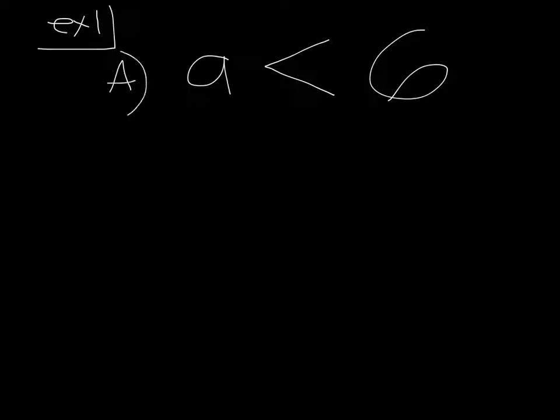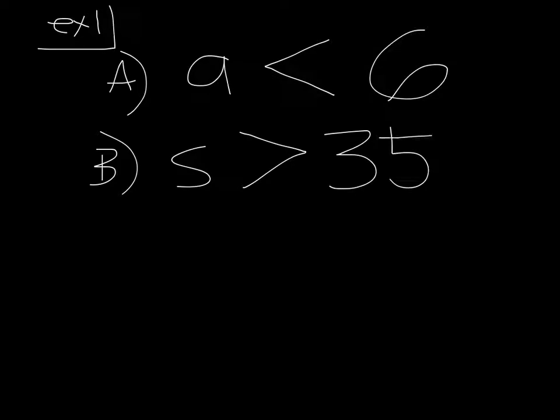Example 1 says your age is less than 6 years. So age less than 6 years. That would be a good start. That's example A. Letter B says your speed is greater than 35 miles per hour. So if you're just writing inequalities, which it tells you to do, that's all you're doing on this. So that's pretty simple. Let's go to example 2.